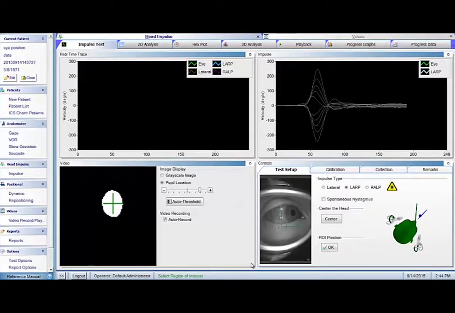The eye is green and the eye position indicator is green. If you have a case where the person's neck is less mobile, or they feel like once you're moving them 45 degrees they're getting a little bit of endpoint nystagmus, you can move the head back a little, but the eye position indicator should always be green. The head may be yellow sometimes, but ideally both the head and the eye position indicator should be green.